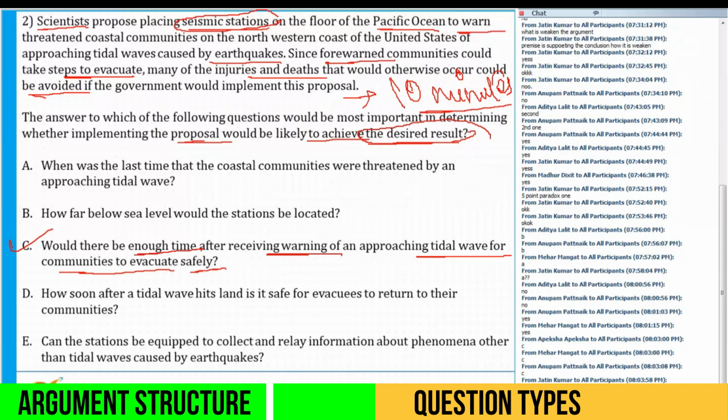Yes, everybody marked C. Very good. Very, very good. Anybody has any doubt here? If you have a doubt, please stop me, okay? Any option you would like to check, we can check.